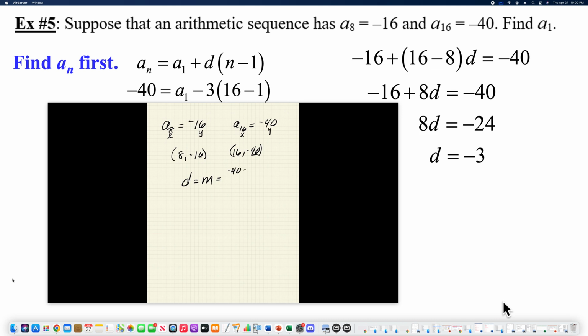Second y minus first y, second x minus first x. Negative 24 divided by 8. Okay, there's that right there. And then your difference is negative 3. So that's another way to find your difference, is thinking of those two given points as your slope.